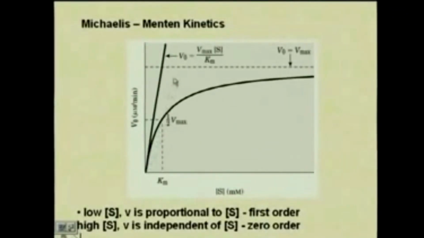Initially, you have first order kinetics at low substrate concentrations, where V is proportional to S. Okay? And what is Km? This is Vmax, this is half of Vmax, this is Km. It is the substrate concentration at which half the maximum velocity is reached.